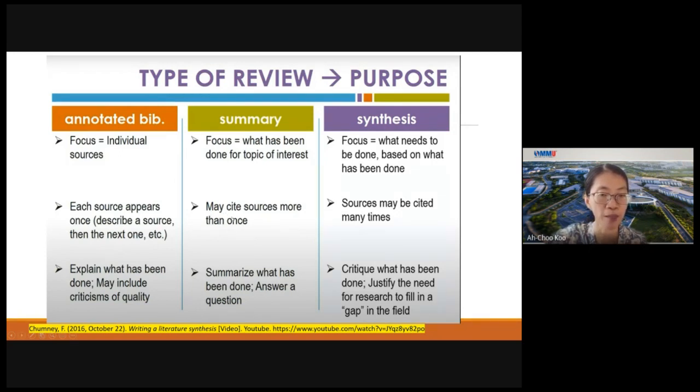However, in the summary, you may cite sources more than once on that particular key topic. For example, delivery mode of higher education: I can cite a few from public universities, from research universities, from teaching-based universities. What do they do? Things like that. Then just cite sources and summarize what has been done. To answer research questions, this one is straightforward; if you have research questions, you can do a summary and answer them. However, another level is synthesis.